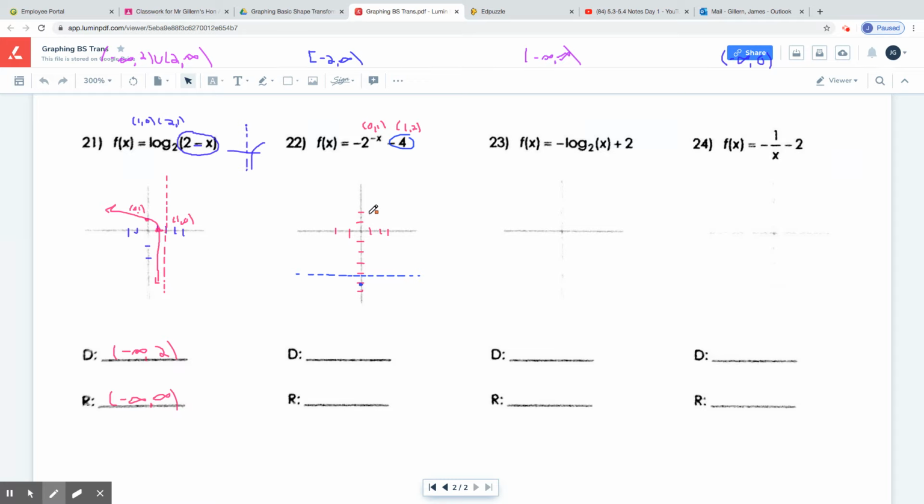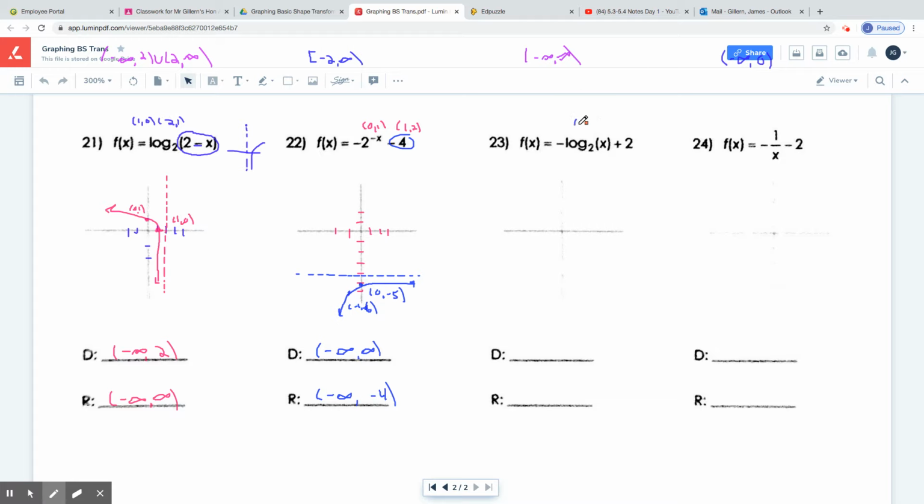1, 2, I flip both of those. I go to -1, -2, and then down 4, which takes me to -1, -6. So -1, -6. Trust me, that's a -6. And that is at 0, -5. Domain is from -infinity to infinity. Range is from -infinity to -4.